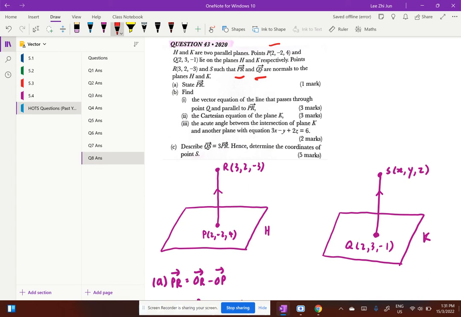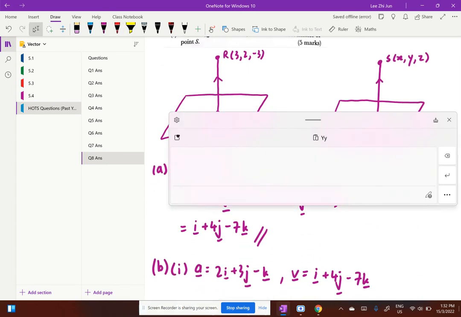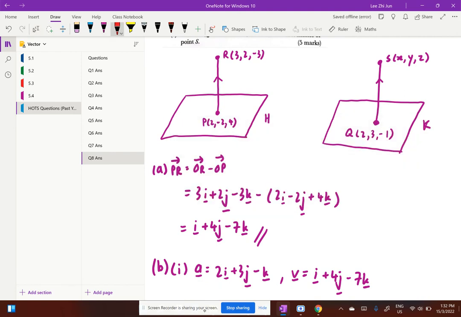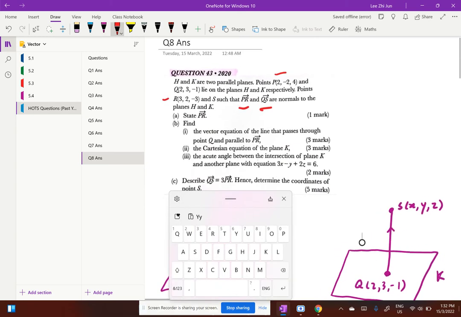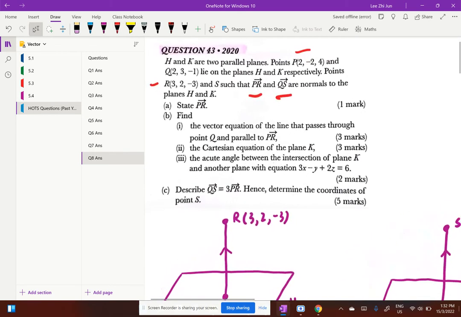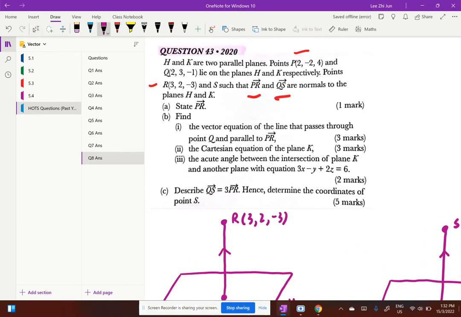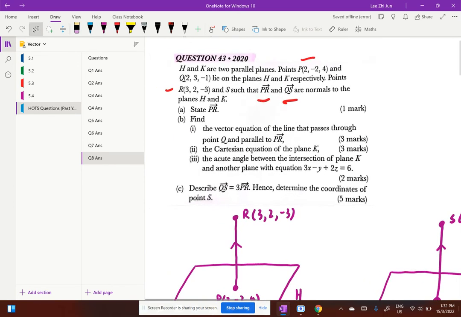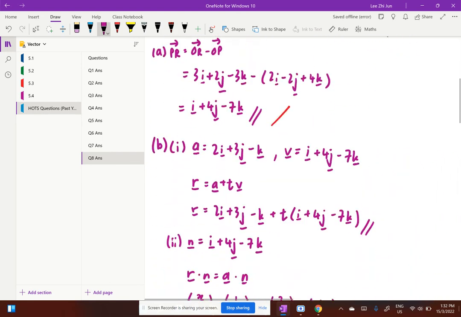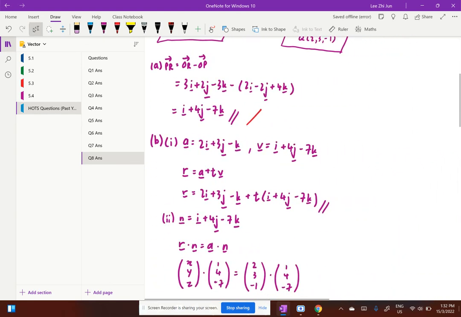So find PR. So just vector R minus vector P. So I will get i plus 4j minus 7k. Okay, exhausting because this is long. Find the vector equation of the line passing through the point Q and parallel to PR. Just now we have found the PR, so it's not hard.